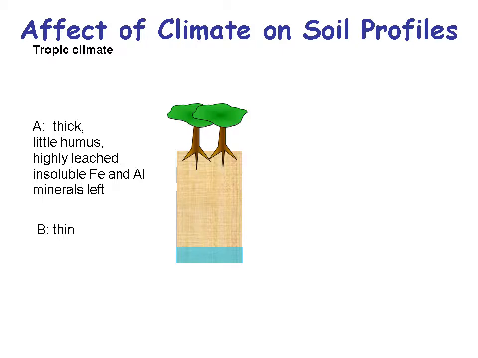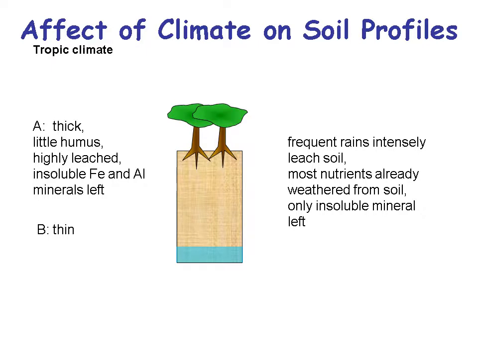In a tropical climate, you get a thick soil, but you don't get much humus. And you get lots of leaching because there's lots of water that comes from frequent rains and soil. So ions are just leached right through that soil, and a lot of the fertility is leached on out. The B horizon's thin because the water moves the ions out of the area.